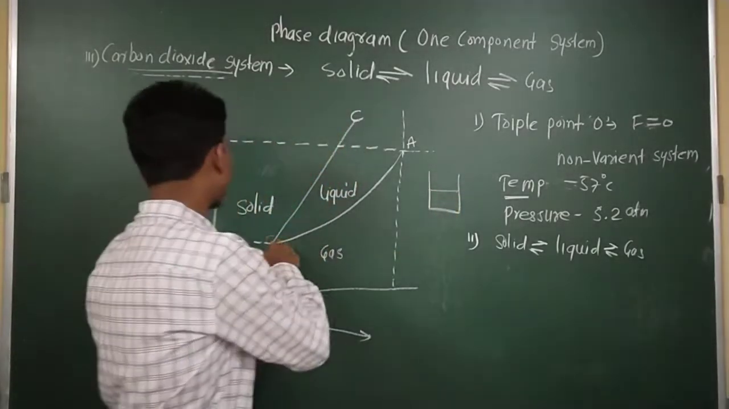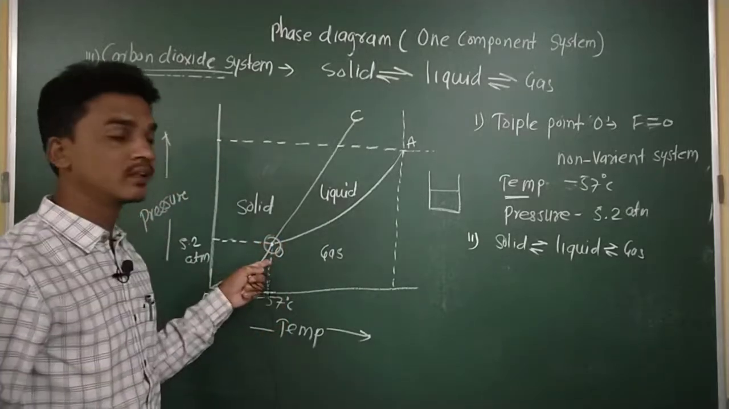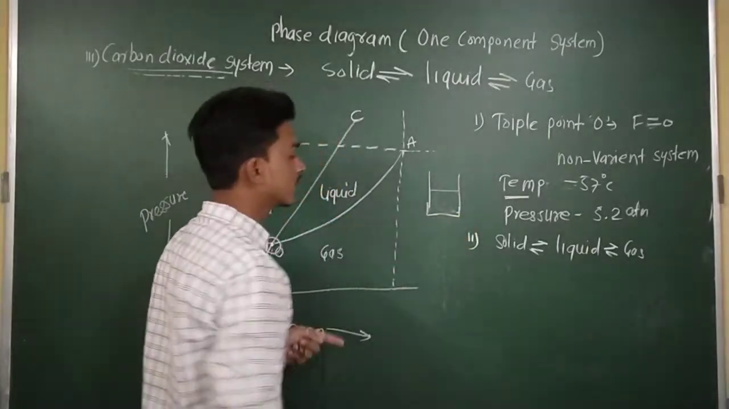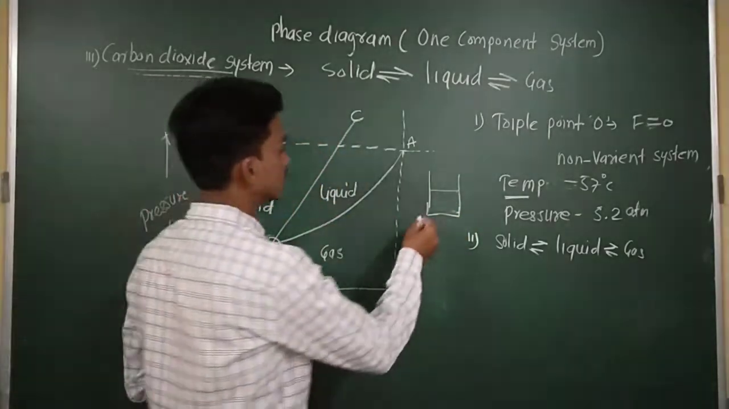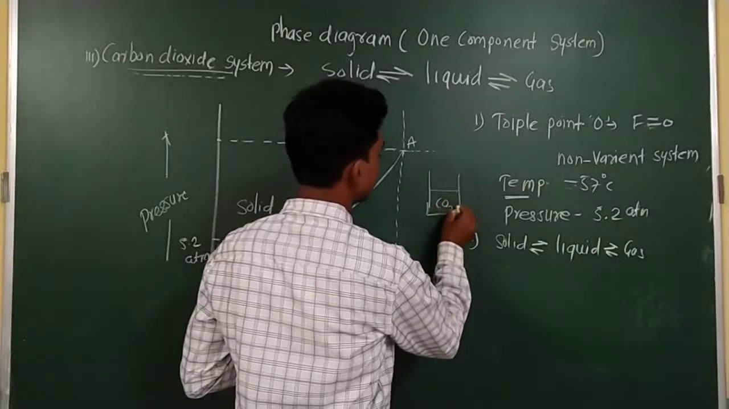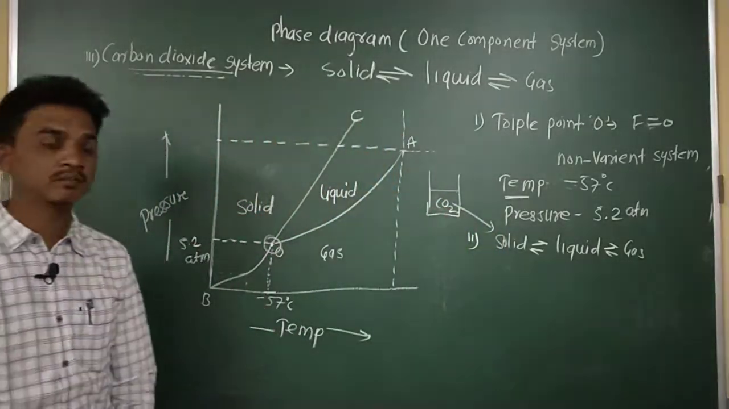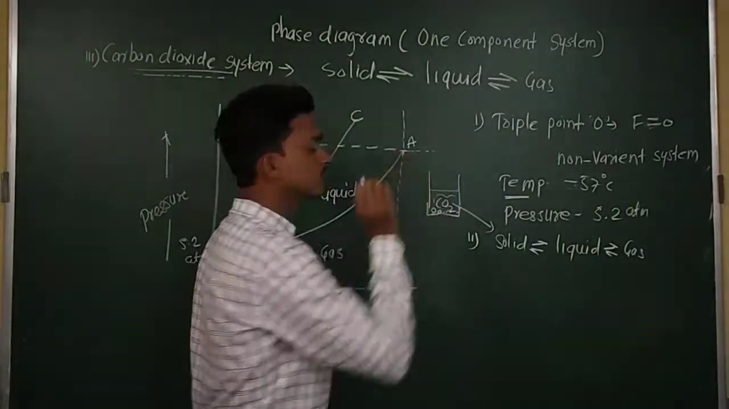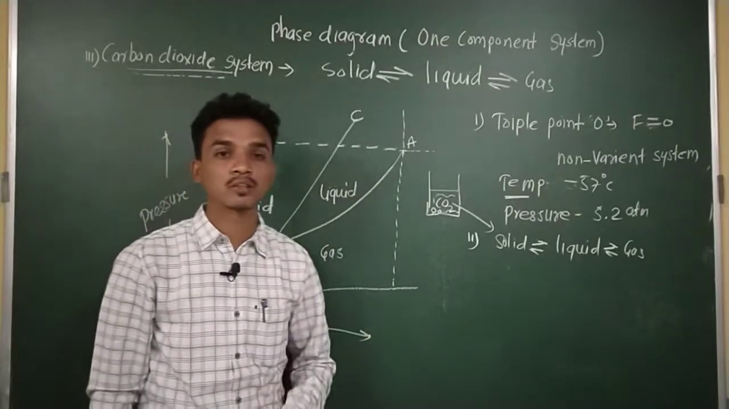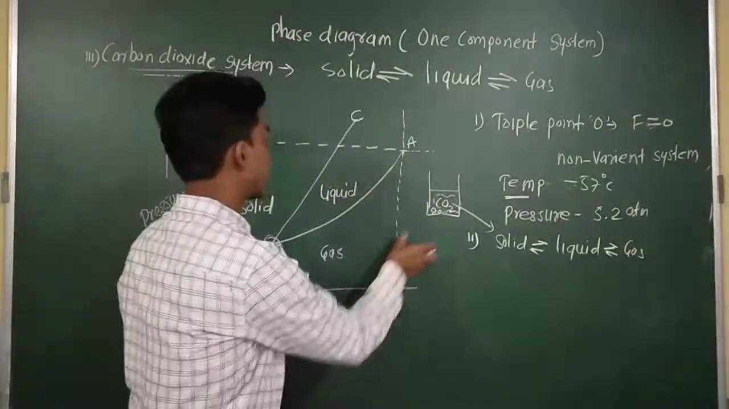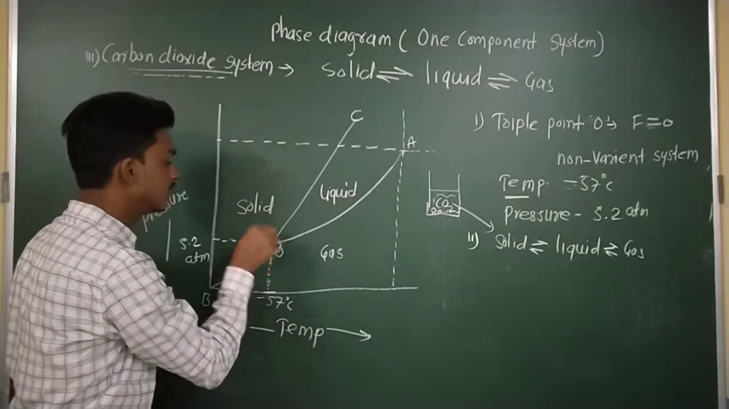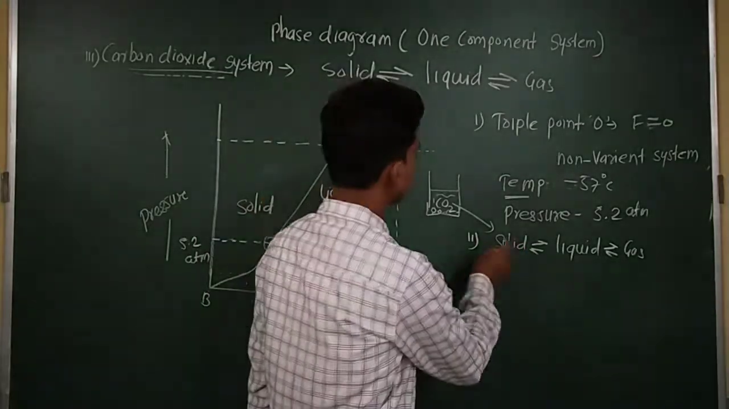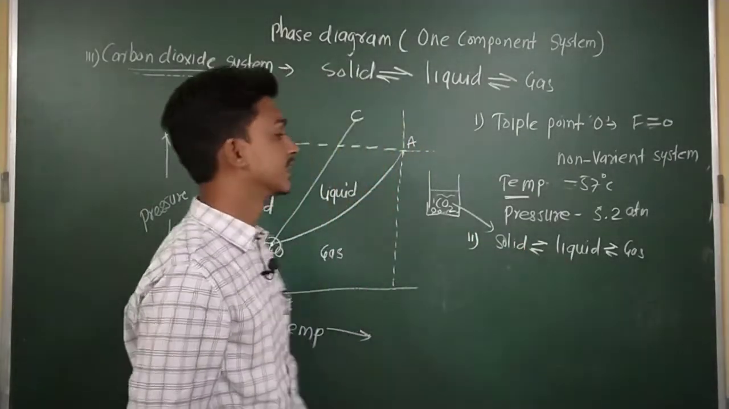And after the collection of this sample, what will be present in this beaker? The carbon dioxide molecules in the 3 different phases. Some amount of liquid is there, some amount of solid is there, and some amount of vapor or gaseous state carbon dioxide molecules also exist in the beaker when I collect the sample from this point. So this is the equilibrium between solid, liquid and gaseous state.